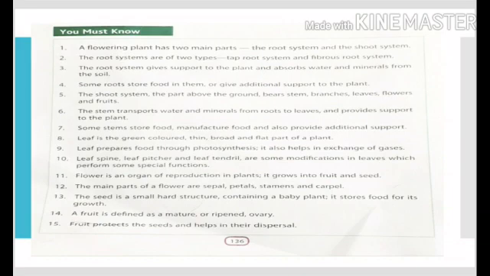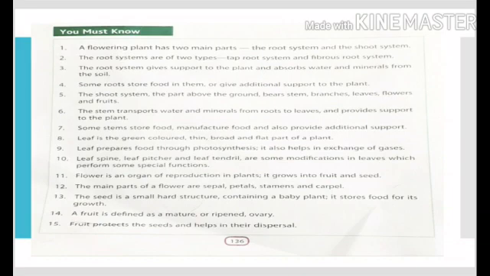After these 2 main functions of the roots, point number 4 is about the modifications of the roots, and we have studied 3 modifications. Sometimes roots store food like in carrots and radish, give additional support in case of banyan tree, and parasitic roots in case of dodder. Fifth one, the shoot system is the part of the plant that grows above the ground, bears stem, branches, leaves, flowers and fruits.